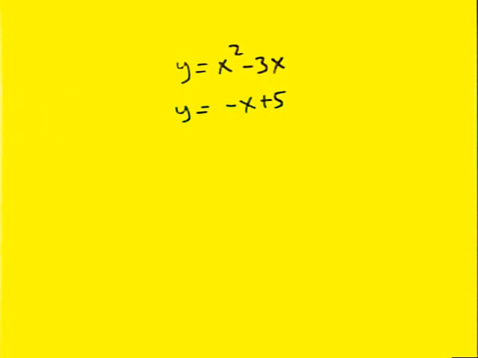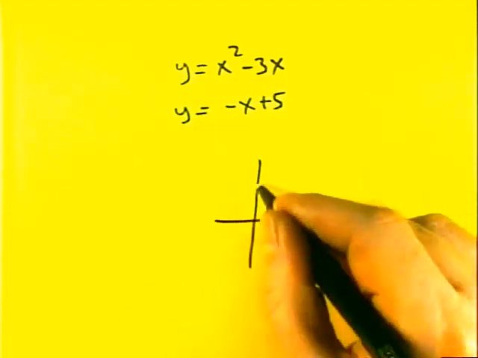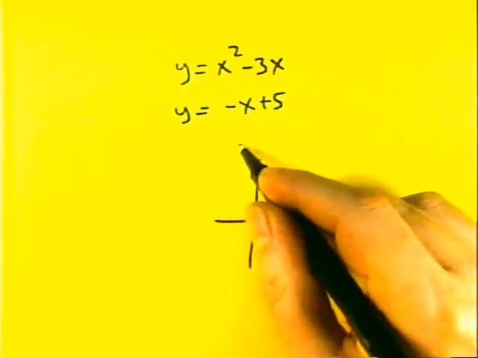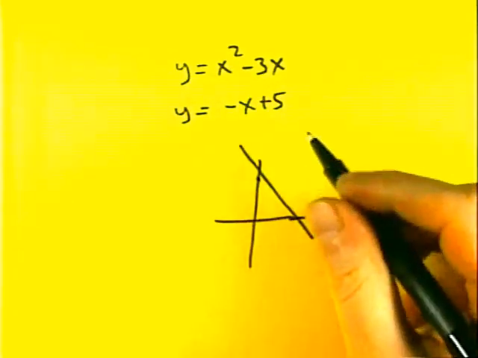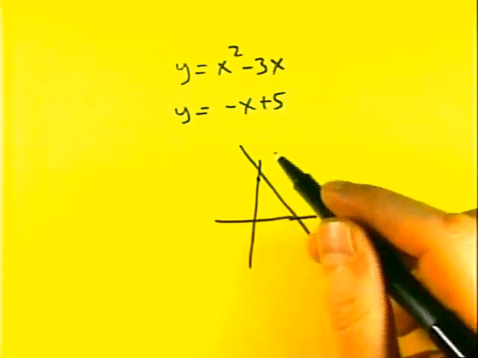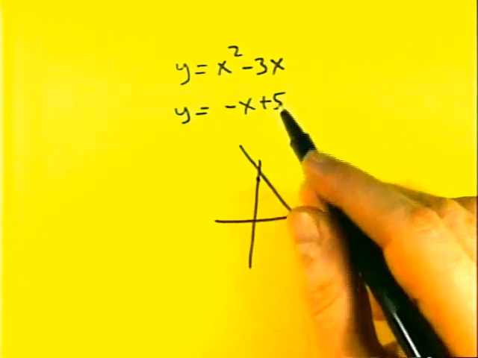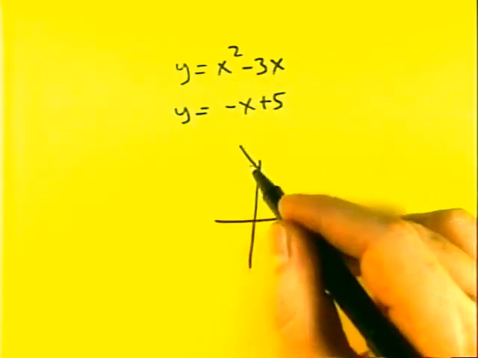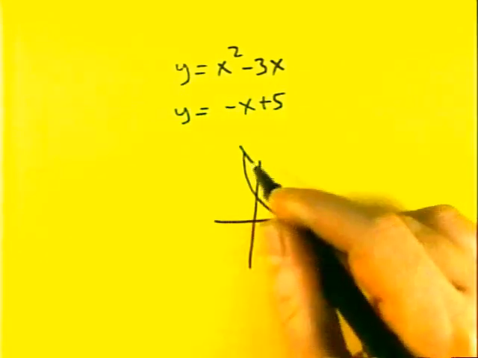So what would you sketch? Negative x, so it's going to be going that way. Plus 5, does that move it up? It moves it up 5 on the y-axis. Okay, so we're at 5, and it's a negative slope, so it's going to go that way. And then your x squared minus 3x, it's a parabola. So which one's on top? Your negative x plus 5 is on top. If it looks like that, wherever they intercept, which you'll find out in a second, it's going to look something like that.